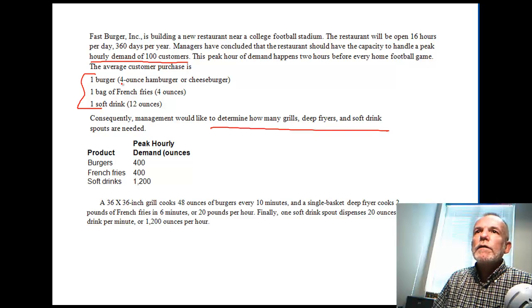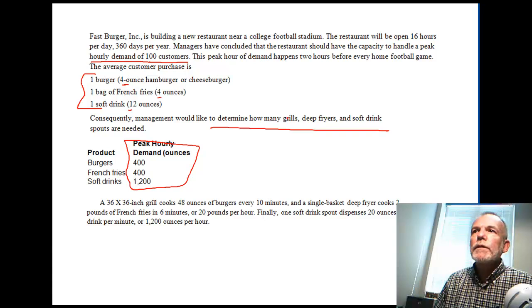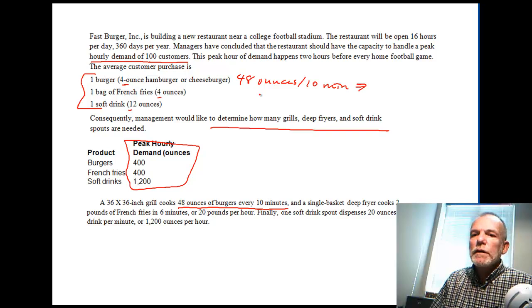And so if you take these per customer values times 100 customers, that gives us these values for the peak hourly demand in ounces for each of these 3 products. So let's take the grill first. A grill cooks 48 ounces every 10 minutes. So if you're going to do 48 ounces in 10 minutes, then it means that you're going to do 6 times that, or 288 ounces in an hour.